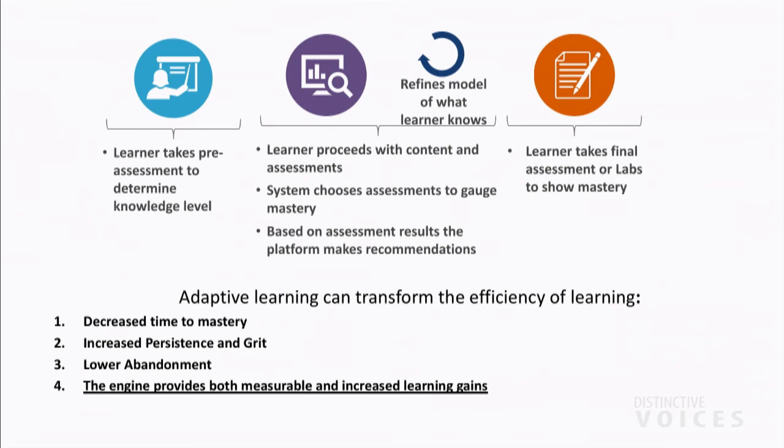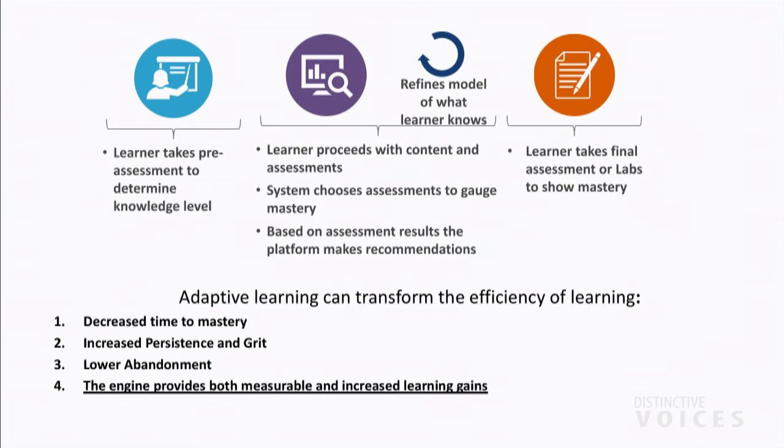Here, the learner takes a pre-assessment. We want to know not what they achieved with their grade, but what their knowledge level was to start. And then at the end, we ask them to take a final assessment so we can gauge how much they've learned. And from here to here, we want to know what their mastery is. What's adaptive learning? It refines the model of what the learner knows, and the adaptive engine is choosing the assessments to gauge the mastery.